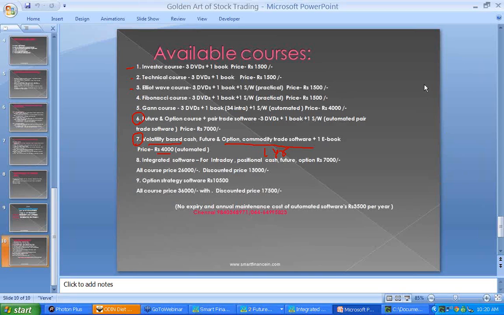Next, we have also seen the pair trade, which is available in the product of the futures and options course plus pair trade software. That costs 7,000 rupees with 3 DVDs, 1 book, and 1 pair trade software. These concepts we also covered exactly 1 month back through webinars. As you know, Mr.